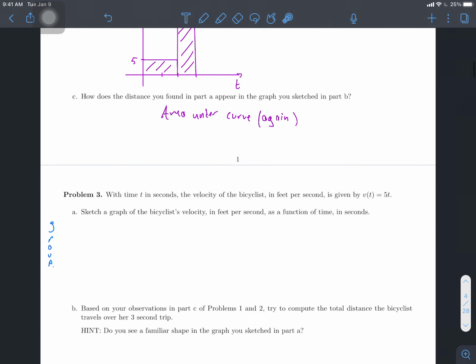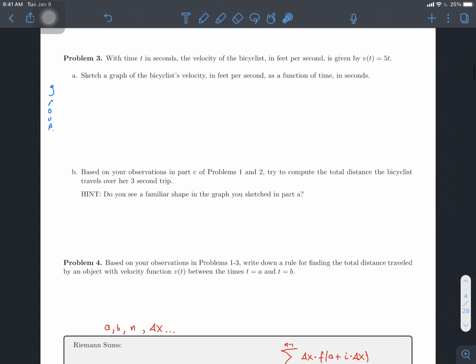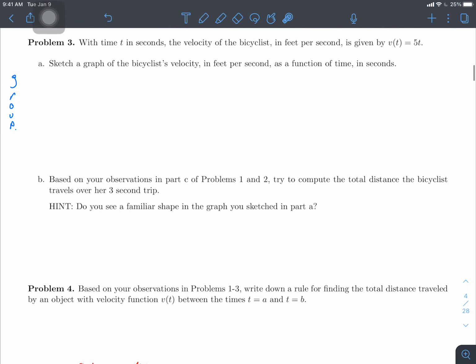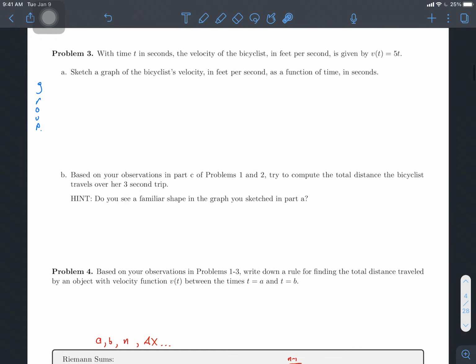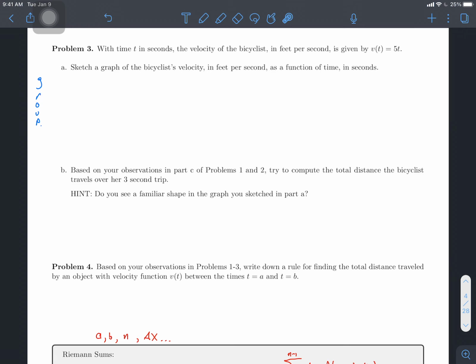All right, so we're going to do this problem 3 in our groups. Okay, so it's a similar problem, only this time the velocity is a little bit trickier. It's a linear velocity. So let's see if we can come up with that one in our groups. So I'll be walking around. If you have any questions, just raise your hand, and I'll come help you all out. So go ahead and form groups.